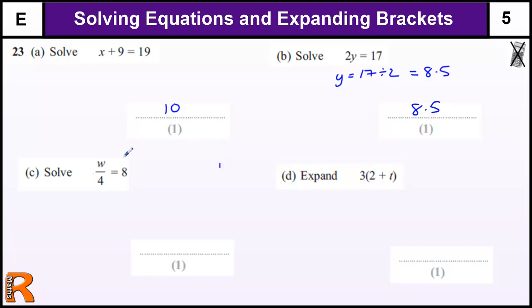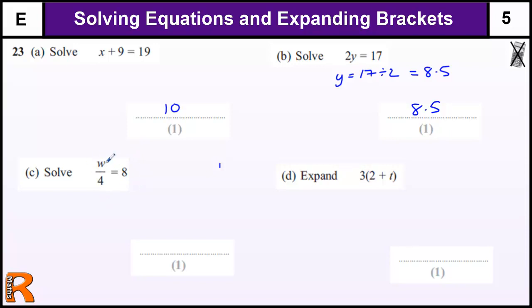Solving this one. Now this is an interesting question because you do see a lot of wrong answers here. The standard wrong answer here would be to get 2. Students see this is divide by 4, assuming they realize this is divide, they see the 8, they do 8 divided by 4, which is 2.